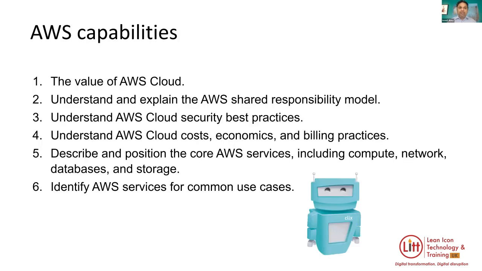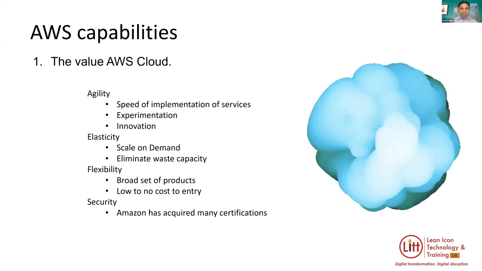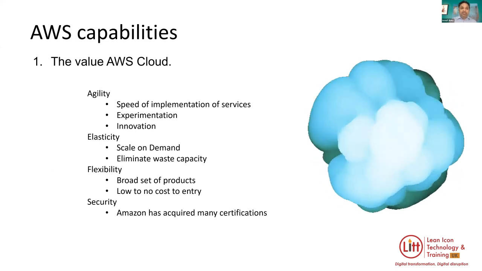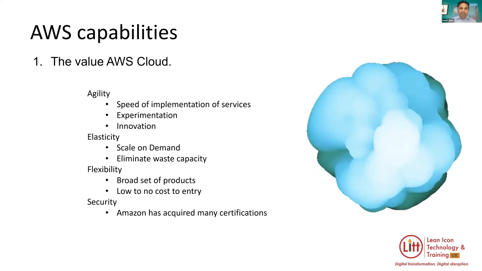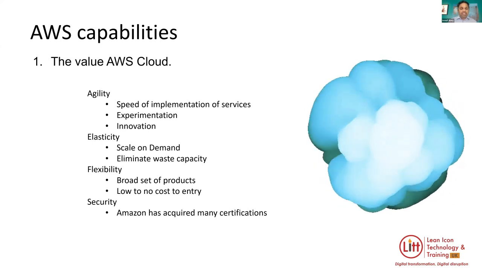The first thing is, in the exam, they will try to assess what AWS is capable of. I'll be going through the six items in a moment to give you an understanding. The first item is the value proposition of AWS, going into the cloud. When we talk about AWS, there are four things that AWS offers. The first thing is agility.